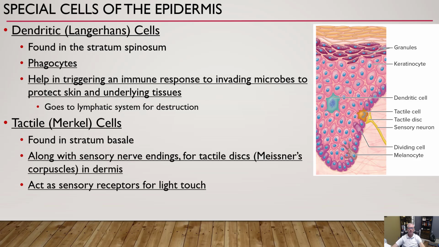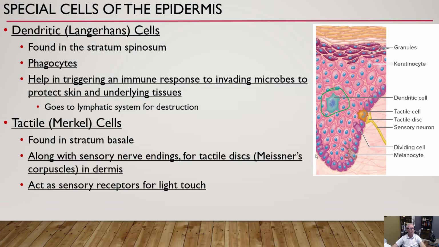All right, so within the epidermis, we have special cells. We'll talk about 3 types of cells: dendritic cells, tactile cells, and melanocytes. So dendritic cells, we also call them Langerhans cells. They're going to be found in that stratum spinosum layer. That's going to be that 4th layer from the top. So dendritic cells are going to be in that 4th layer.